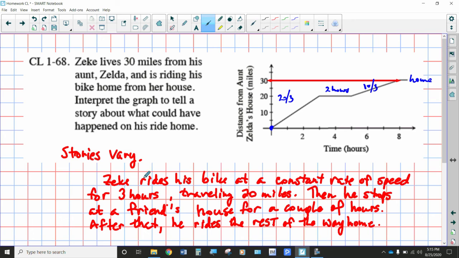What was my story? Zeke rides his bike at a constant rate of speed for 3 hours, traveling 20 miles. And that would be like 6.7 miles per hour. Then he stops at a friend's house for a couple of hours. After that, he rides the rest of the way home. So lots of different possible stories that you could write. You know, maybe he gets hit by a car here and he's unconscious for 2 hours in a ditch, and his bike is damaged, so he has to ride it slower to get home. I don't know. You'd be creative with your stories. That's a horrible one. I can't believe you would think of something like that.